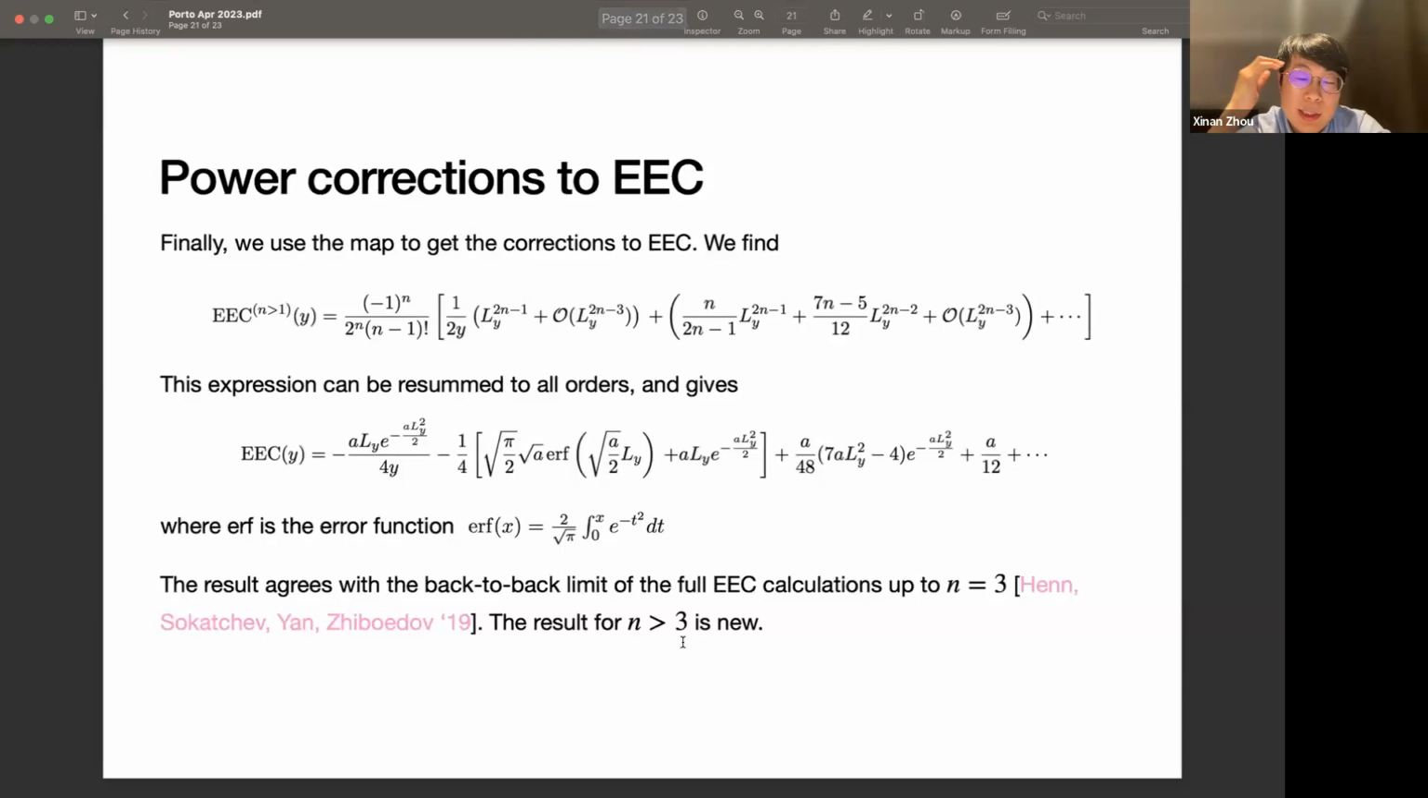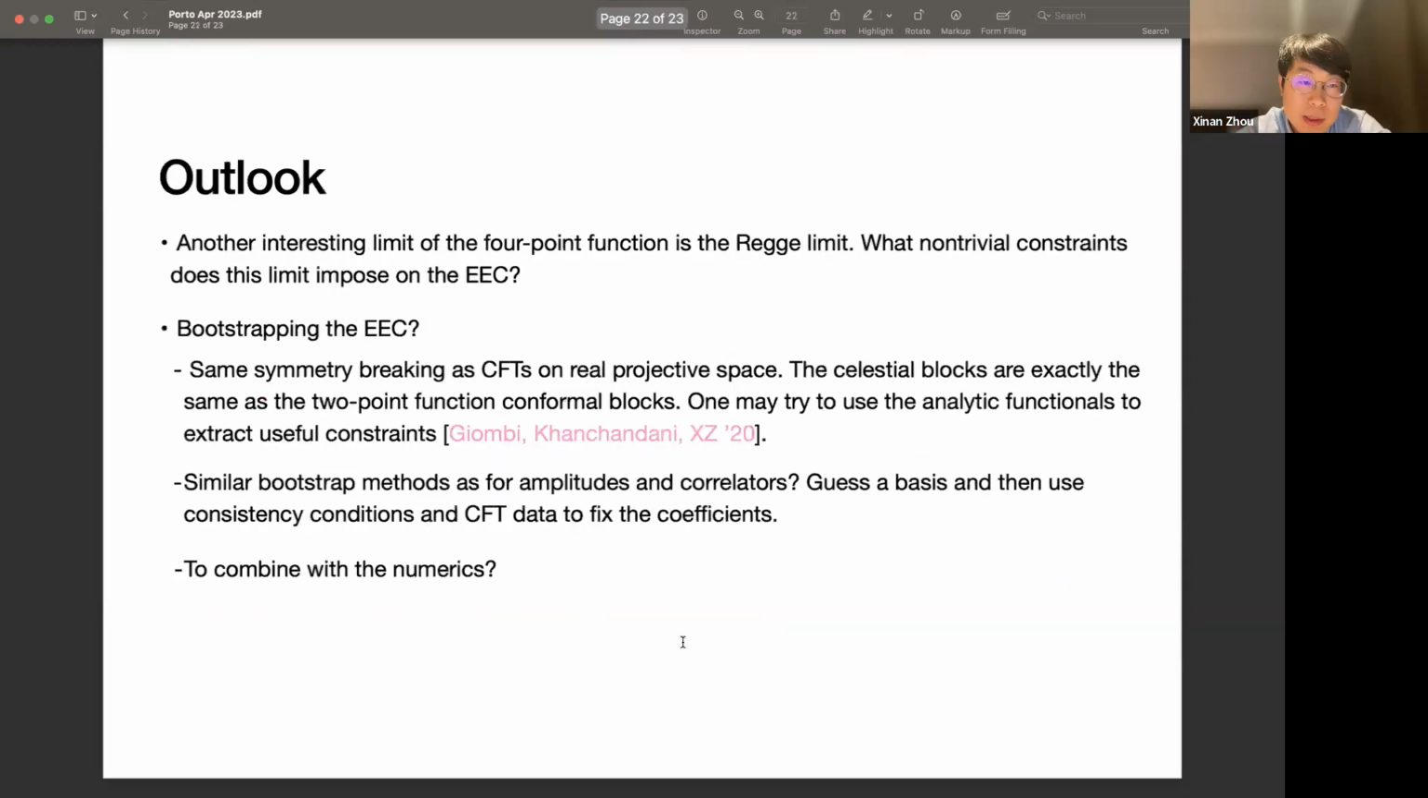Okay, so that's the main result of our calculation. Now let me try to conclude and maybe mention a bit of future directions. In this talk, I described how to use very standard techniques from the analytic conformal bootstrap to compute subleading corrections of the energy correlator in the back-to-back limit.